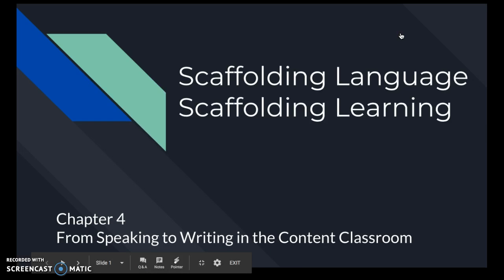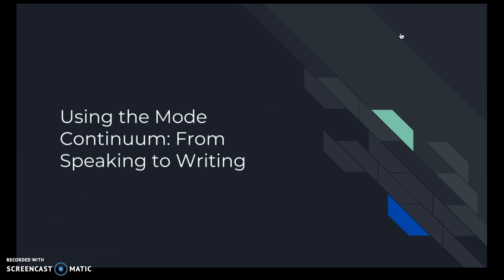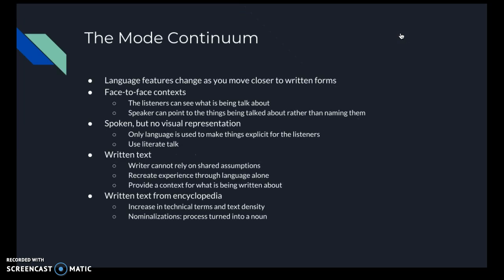Pauline Gibbons' Chapter 4 of Scaffolding Language, Scaffolding Learning is titled From Speaking to Writing in the Content Classroom. Spoken language and written language are better understood as a continuum rather than as two separate things. The mode continuum is a representation of how language changes as you move closer to written forms. Gibbons provides 4 examples of text.